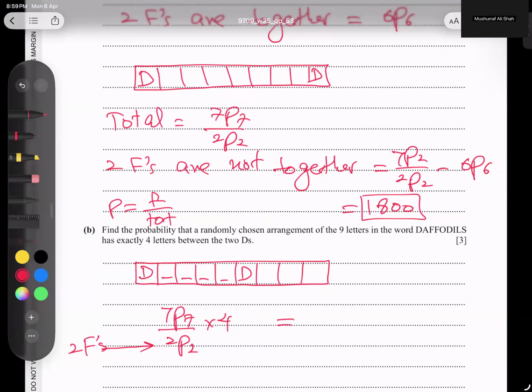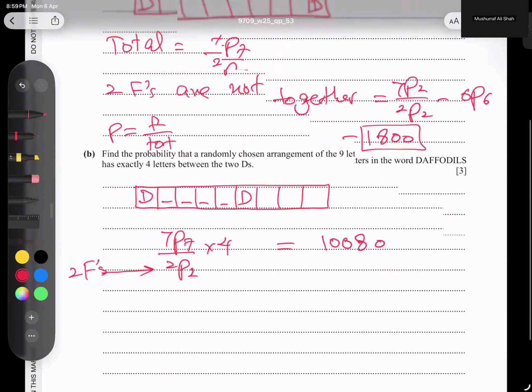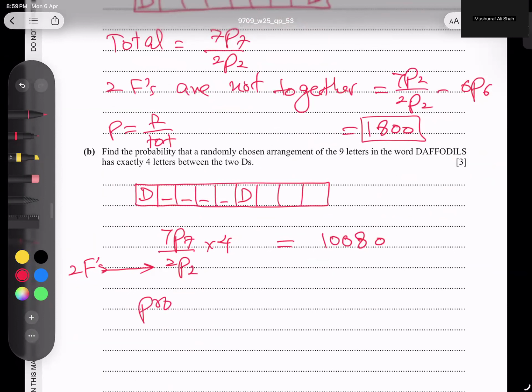One minute, let me check the answer by typing in the calculator. So I got 10080. But the question says probability, and what's the probability formula? Favorable outcomes, 10080, by total options. And the total options, students, is very clear. That is a total of 1, 2, 3, 4, 5, 6, 7, 8, 9 letters. Without any restrictions, 9P9 divided by 2P2 times 2P2. This is why I wrote 2 for the D's and 2 for the F's.